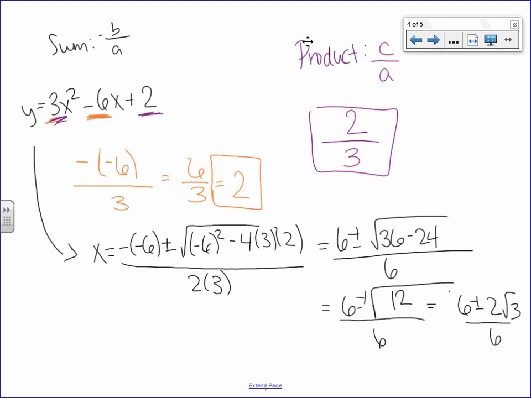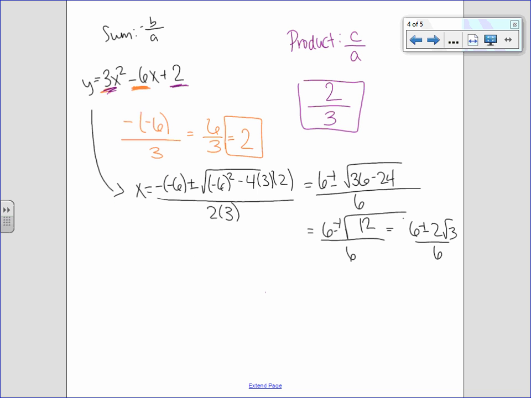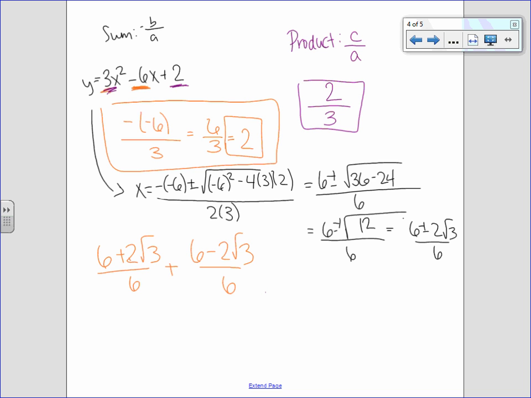Okay, and let's see what happens when I actually add those two roots up. Let me extend my page. I don't know why my page keeps doing that. But when I try and add these, I did my sum up here in orange, so I'll do the sum down here. I've got 6 plus 2 square root of 3 over 6, plus 6 minus 2 times the square root of 3 over 6. These cancel. 6 plus 6 is 12 over 6, which is 2.